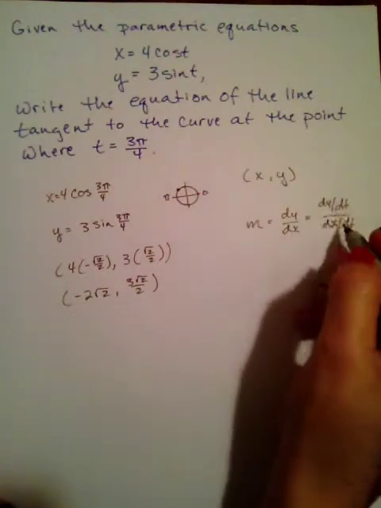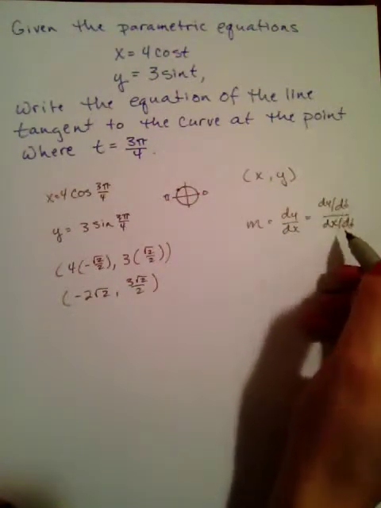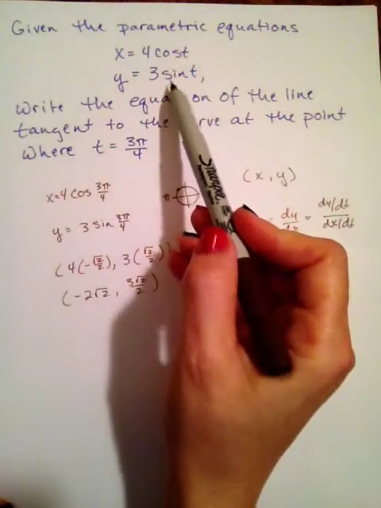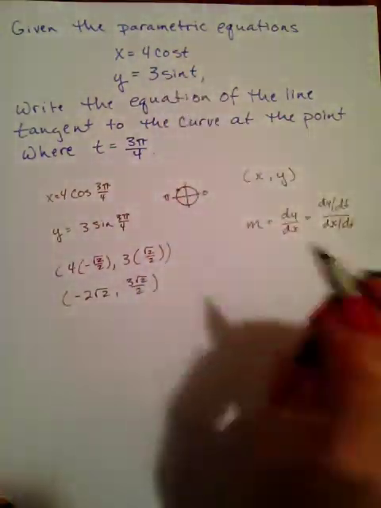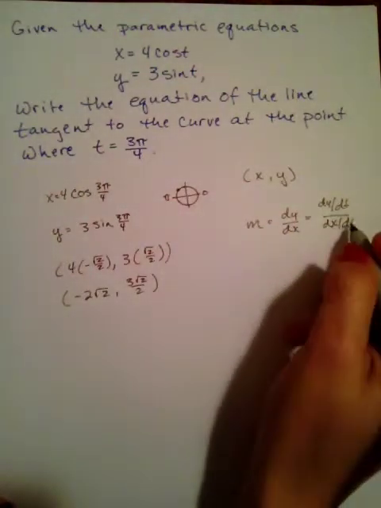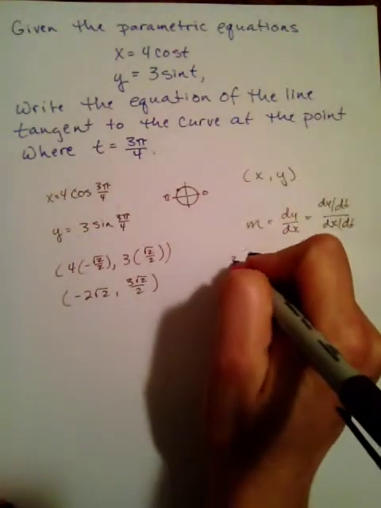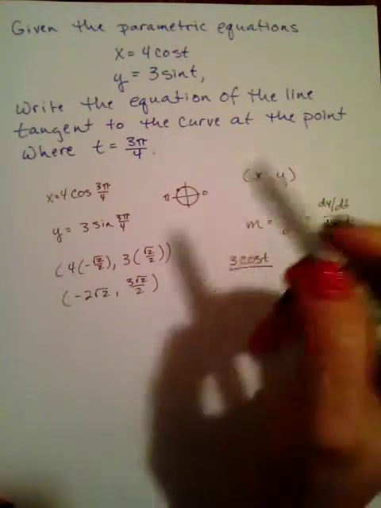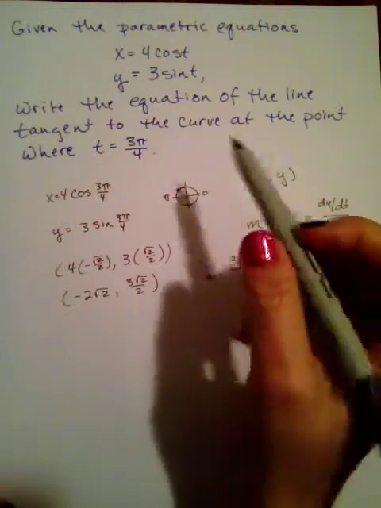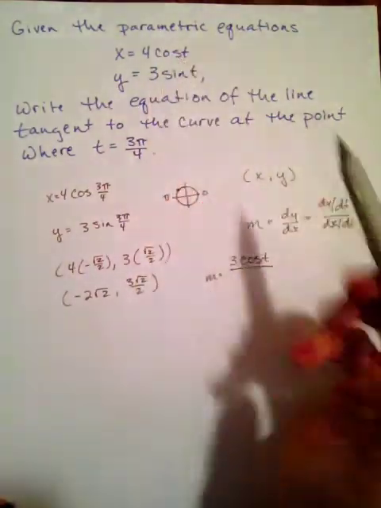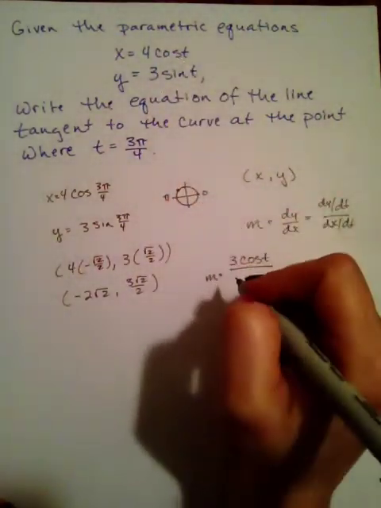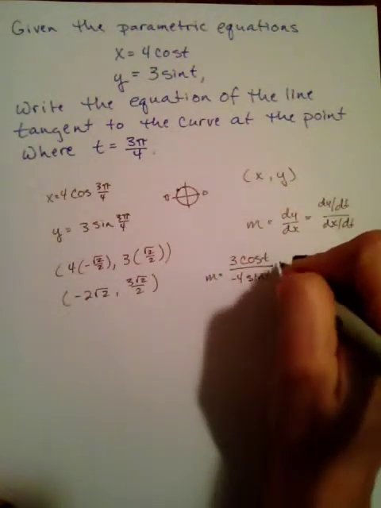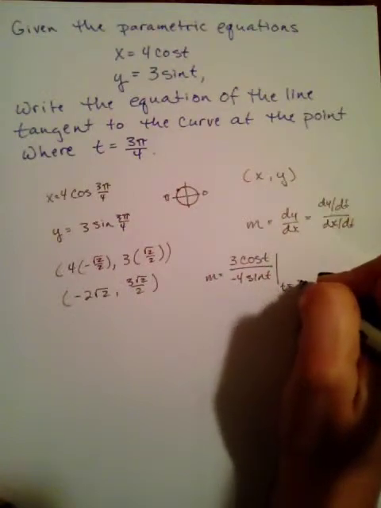To get our slope, I'm looking at the derivative of y with respect to t divided by the derivative of x with respect to t. My y is 3 sine t, so my dy/dt will be 3 times cosine t. And this is to find our m. My x is 4 cosine t, so my dx/dt, the derivative, will be negative 4 sine t. And I want this when t equals 3 pi over 4.